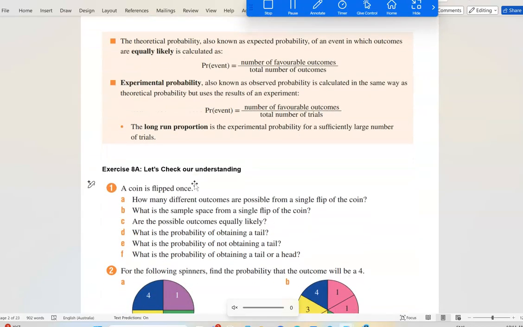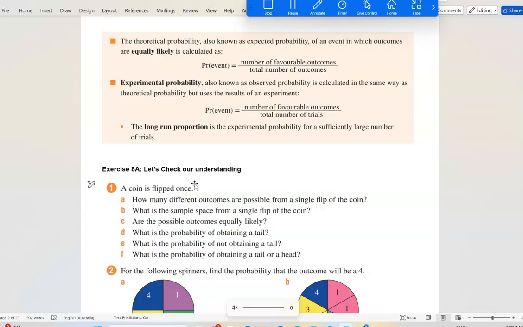We're going to look at different types of probability. Theoretical probability is also known as expected probability. It's like we would expect this to happen, so it means that there's an equally likely chance. When you're rolling a dice, that's theoretical probability, because do we think we've got an equal chance of rolling a 1, 2, 3, 4, 5, 6?